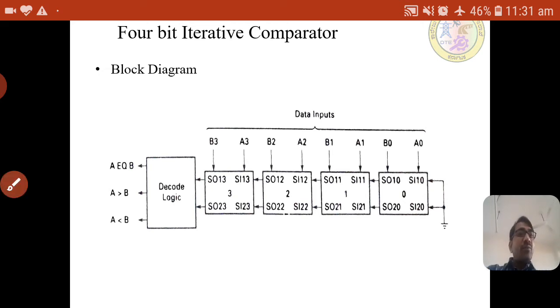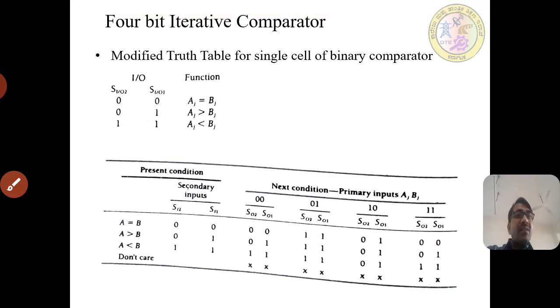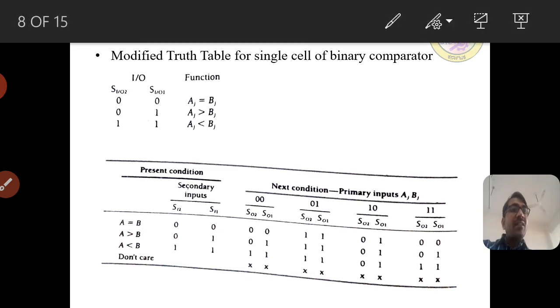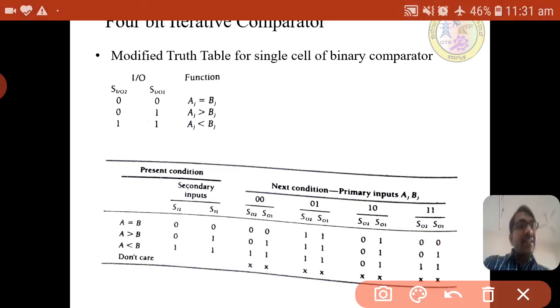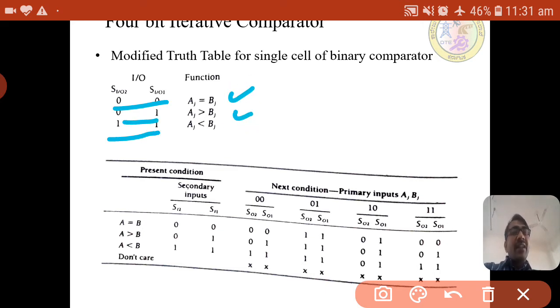So let's move on to the next. We are seeing the 4 bit comparator block diagram, but what does the design depend upon? For the design, initially we need to assume values for the secondary outputs. For example, if it is 0 0, then it is A equal to B. If it is 0 1, then it is A greater than B. If it is 1 1, A less than B.